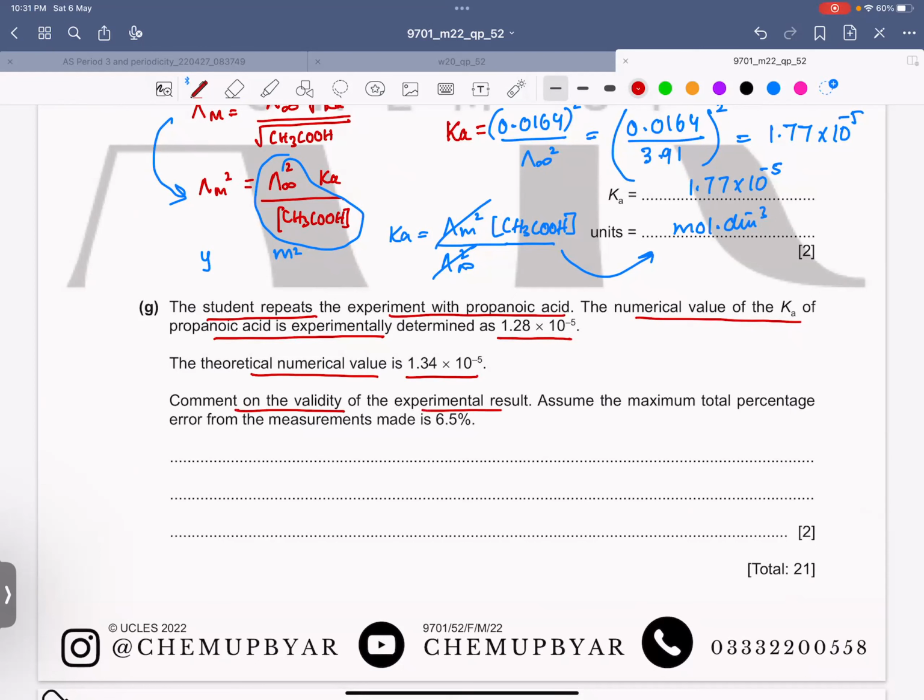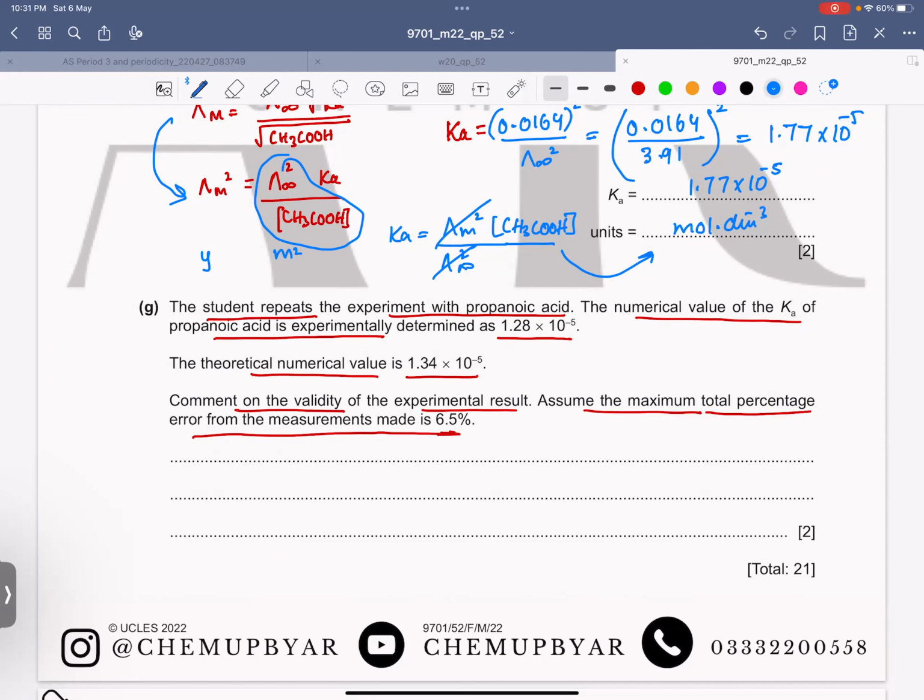Comment on the validity of the experimental result. Assume the maximum total percentage error from the measurement made is 6.5%. So the percentage error is 6.5%. That can be the maximum, and you have to comment on the validity. So let's find the error first. So how would we do it?